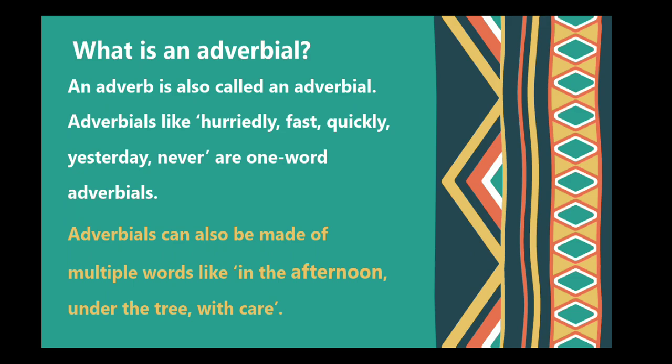Now, what is an adverbial? An adverb is also called an adverbial. Adverbials like hurriedly, fast, quickly, yesterday, never are one-word adverbials. Adverbials can also be made of multiple words like in the afternoon, under the tree, with care. So adverbials perform the same function as adverbs, and like adverbs, they can be one-word adverbs or they can be made of multiple words.